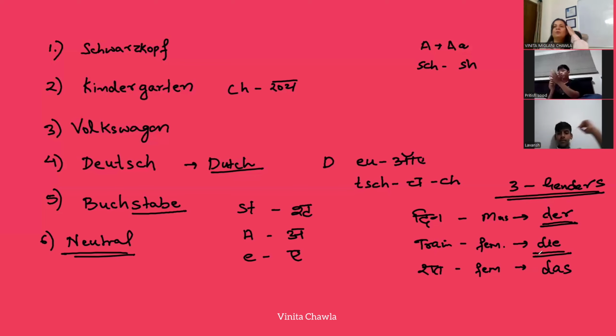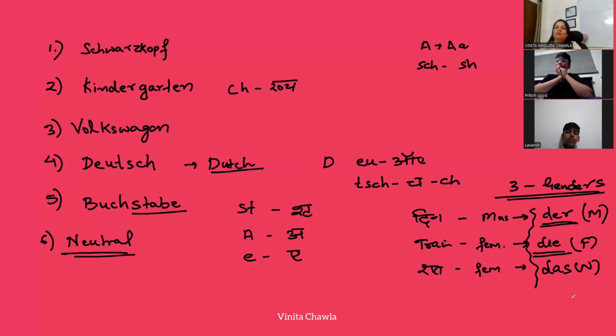And if you are speaking about plural words, for example, if I say गाड़ियां, किताबें, then whether it is masculine, feminine, or neutral, कुछ भी होगा अगर plural है, for plural we use only die. This is for singular words and this is for plural words.